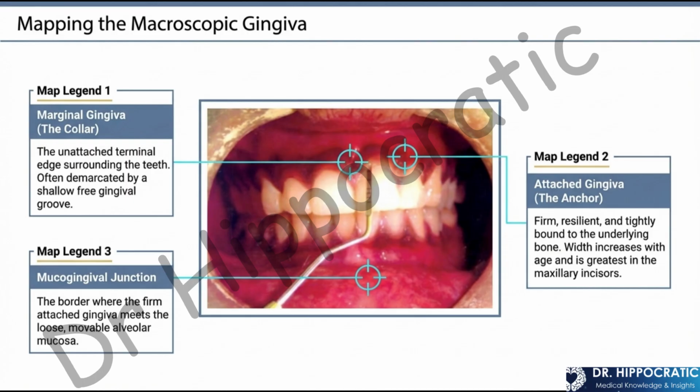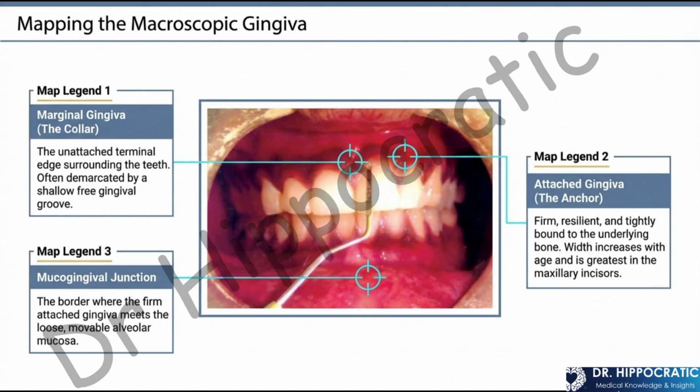The slide features 3 distinct map legends pointing to different architectural zones. We read the text from map legend 1. Marginal gingiva, collar. The unattached terminal edge surrounding the teeth, often demarcated by a shallow free gingival groove. The term unattached terminal edge is really the critical physiological feature to note here. Because it's a collar, like the collar of a turtleneck sweater. Right. It wraps around your neck, but it isn't stitched directly to your skin.